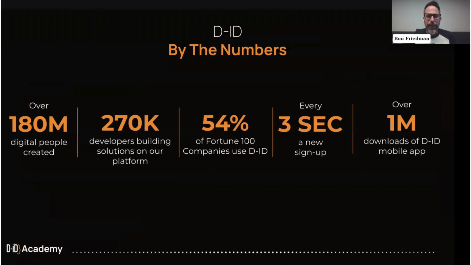A couple of numbers to illustrate our growth. More than 180 million videos have been created using our platform. More than 270,000 people have generated an API key, meaning they're building products of their own using DID's platform. We're used by hundreds of large enterprises, including many of the Fortune 100. And we have a new sign up to the studio roughly every 3 seconds. And our mobile app that we released about 6 months ago was downloaded more than 1 million times. Very pleased with our mobile users.